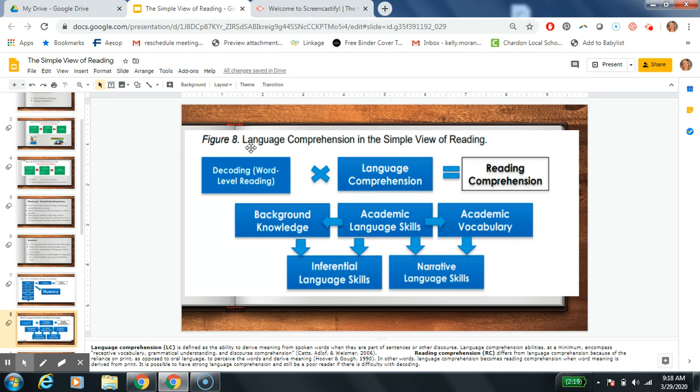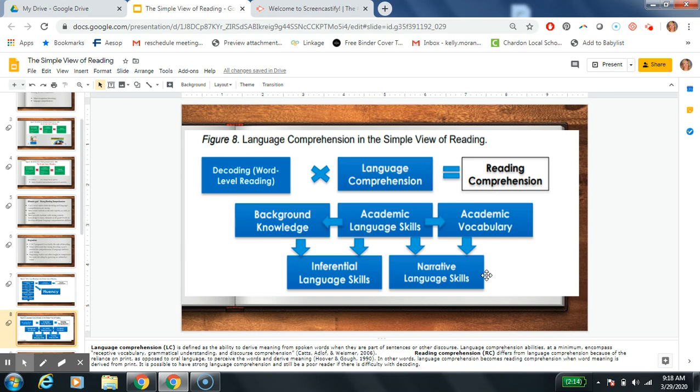Language comprehension is the second part of the formula, and look at all of the different elements that fit into that category. So when we're talking about language comprehension, we're talking about all of these things here: background knowledge, academic language skills, academic vocabulary, inferential language skills, and narrative language skills. Again, this image was lifted right from Ohio's plan to raise literacy achievement. So again, we're using their infographic images and models to lead our work and lead our understanding in our state.